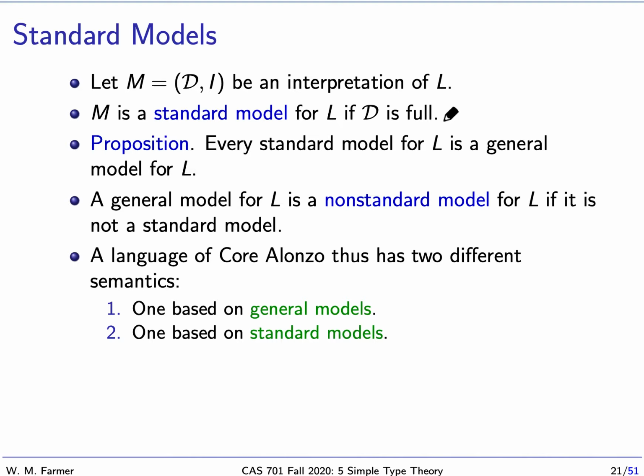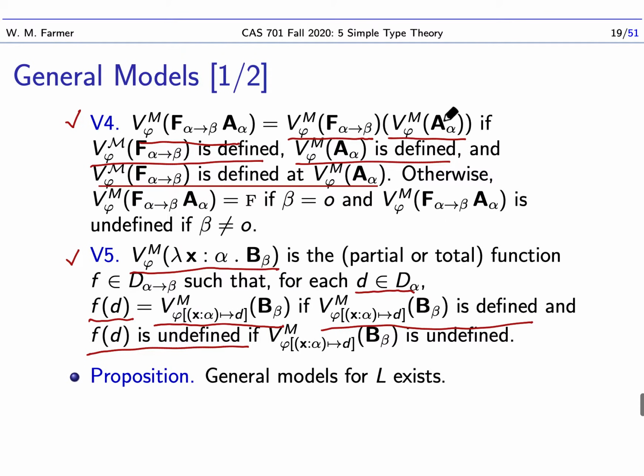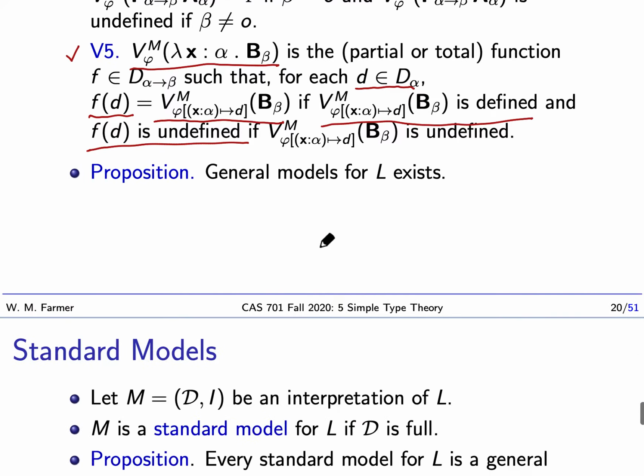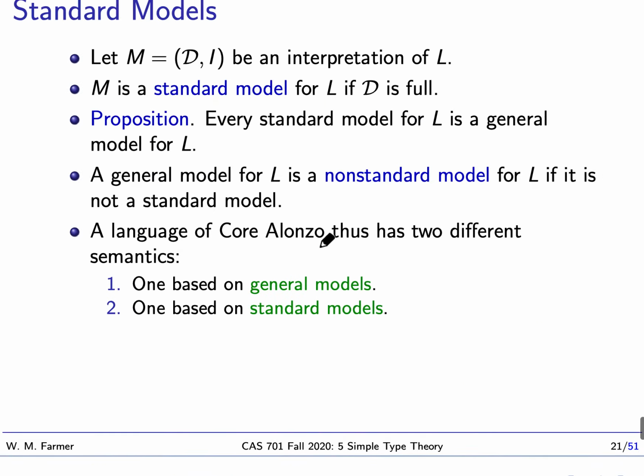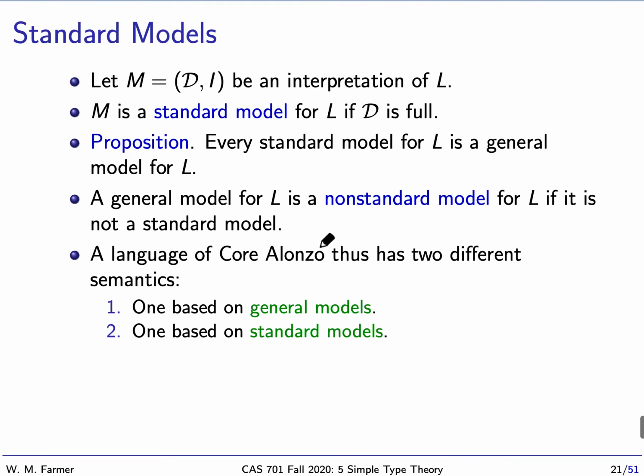So for an interpretation to be a general model, there have to be enough functions in our domains so that when we assign values, like we assign values here or values here, these values must exist in our interpretation. If they don't, we won't be able to have a general model. Okay, so that's what a standard model is. And we'll say a general model is a non-standard model if it is not a standard model.